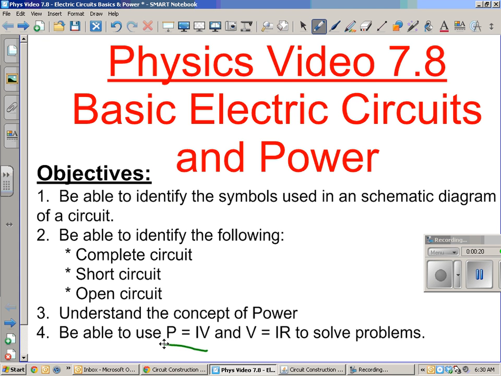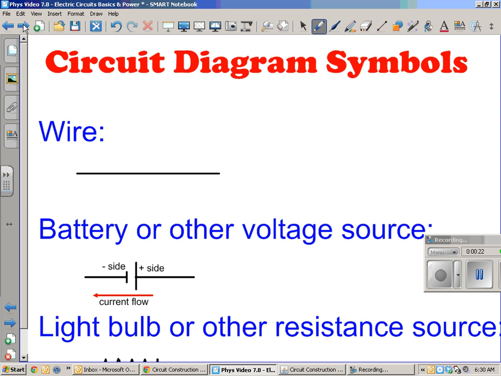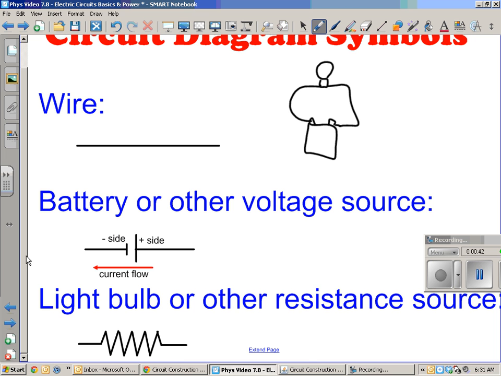So here we go. All right, circuit diagrams. Up until now, I've been drawing my circuit diagrams by drawing a little battery and a light bulb. That's not going to work anymore, so we're going to start using symbols for them. The symbol for wire is basically just a straight line. It's not rocket science. A battery, instead of drawing a battery like this, we're now going to draw a battery like this. Notice the battery has a negative side and a positive side.